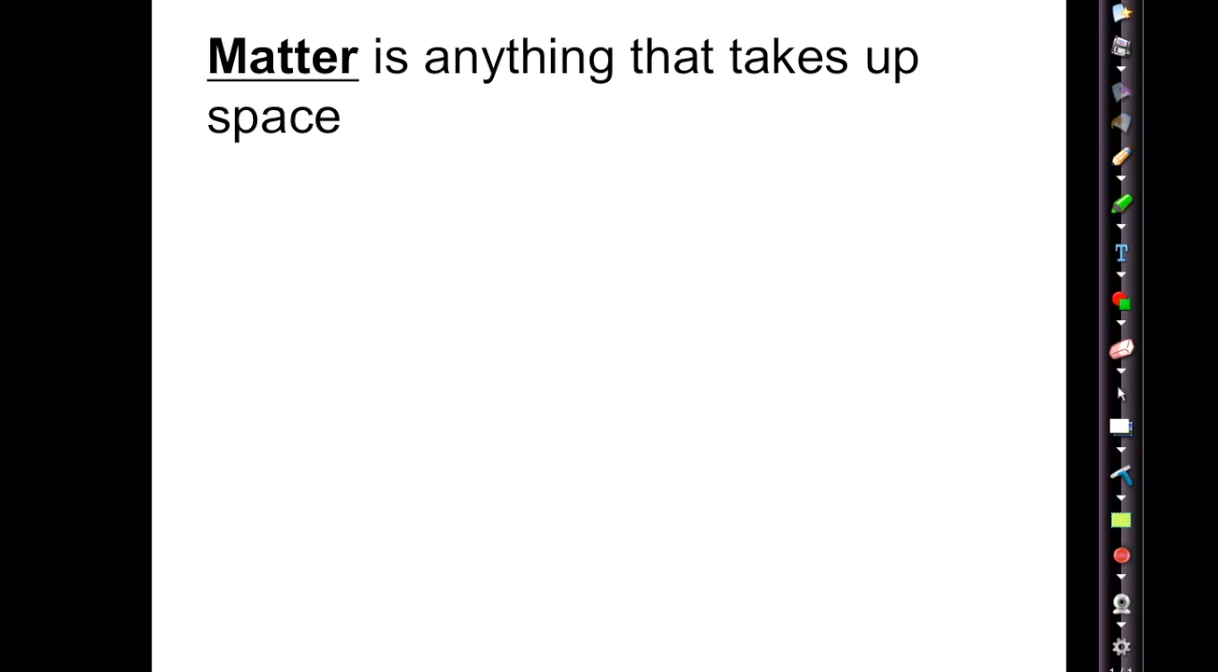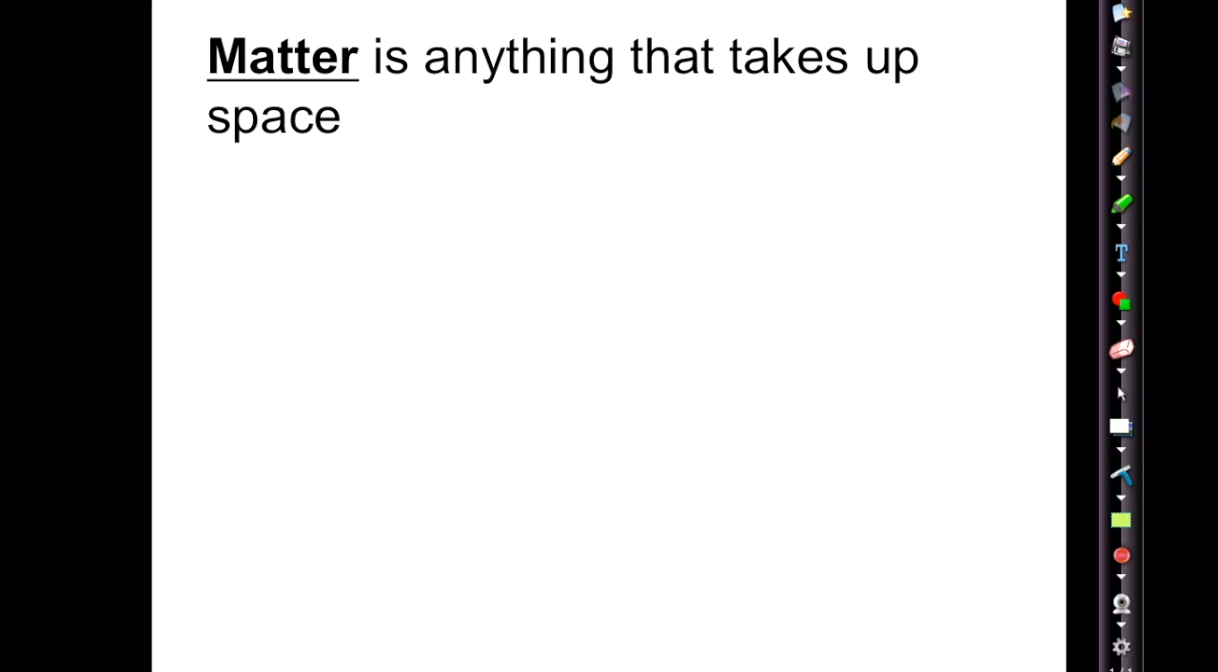Hello, everybody. In today's lesson, we're going to be talking about matter, different types of matter, and how we describe and categorize different types of matter. We're going to start out today with a definition. Matter is defined in science as anything that takes up space.